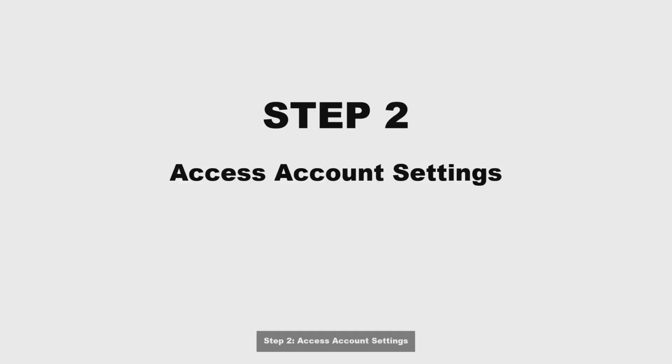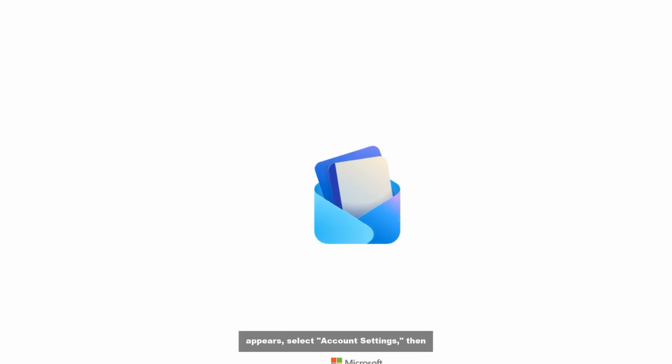Step 2. Access account settings. Click on the File tab in the top left corner of the window. From the menu that appears, select Account Settings, then choose Account Settings again from the drop-down.